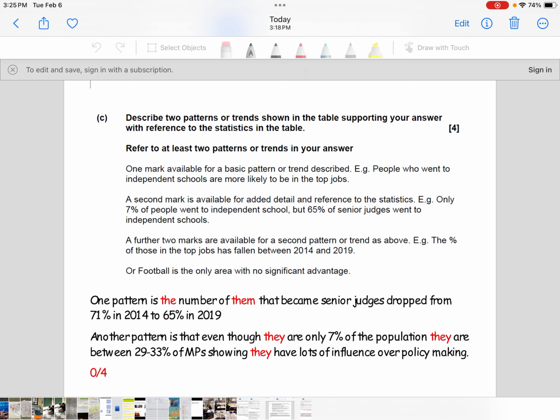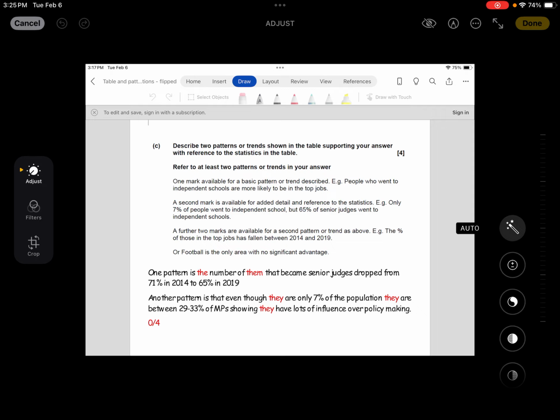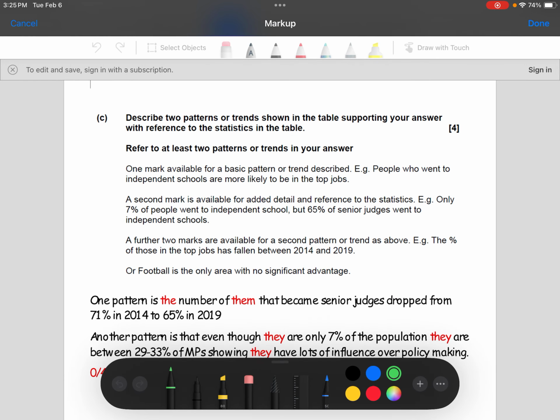So here it says one pattern is the number of them that became senior judges dropped from 71% in 2014 to 65% in 2019. Well done for using the data, but we can't give you any marks because, as it says in the mark scheme, 1 mark for a basic trend or pattern: people who went to independent schools are more likely to be in the top jobs. So you had to get that point across before you could get the development, which is using the statistics, which you can see highlighted in the mark scheme, where it says, e.g., 7% of people went to independent schools, but 65% of senior judges went to independent schools. That's what the exam board were looking for.